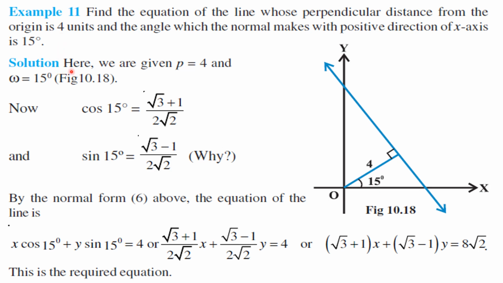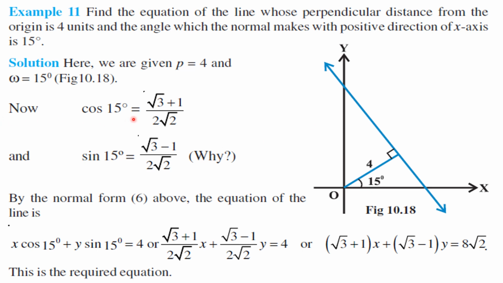Right. Now come to the solution part. So here we have drawn a rough diagram for the given data. This is the line L and this is the normal. The length of the normal is 4 units and this is the angle made by the normal, that is 15 degrees, the angle made by the normal with the positive direction of x-axis. So here we are given p is equal to 4 and omega is equal to 15 degrees. Observe figure 10.18, my children. Understood this figure, my children?